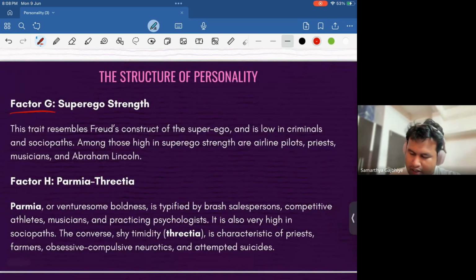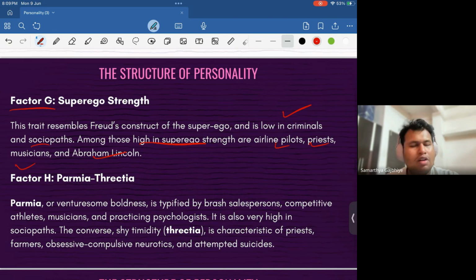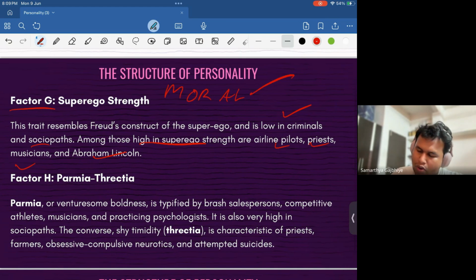Superego strength is factor G. Superego strength though is self-explanatory also, right? Low in criminals and sociopaths. High in superego strength are pilots, priests, musicians, Abraham Lincoln. Wow, famous figures भी दी है. Superego strength is basically moral principles. How often and easily can you follow? Do you break your morality very quickly, or are you following your moral rules?